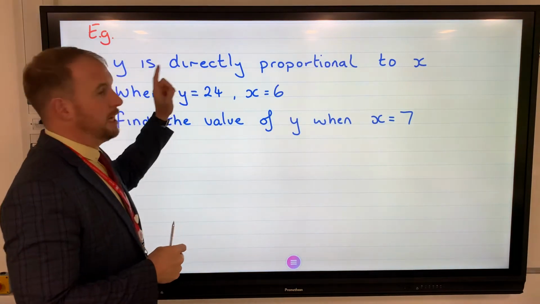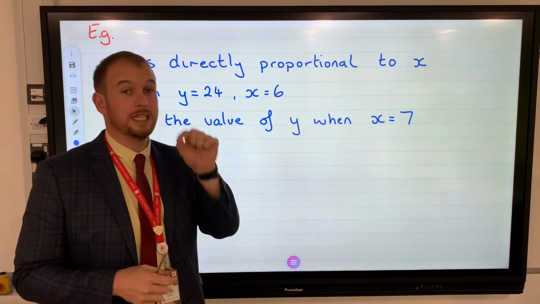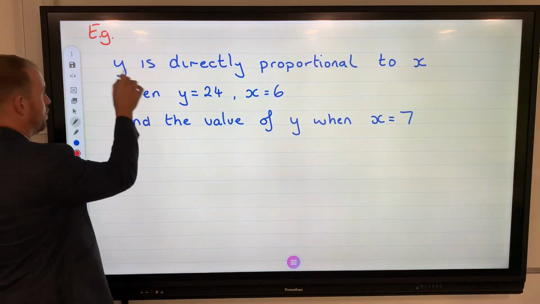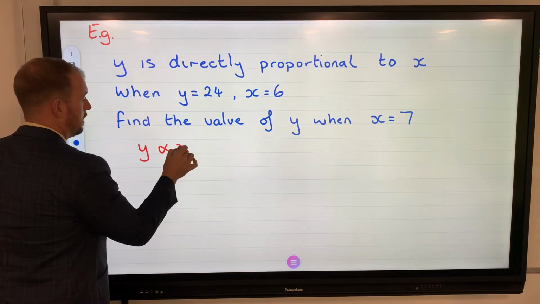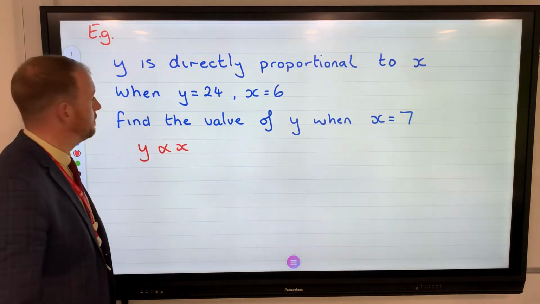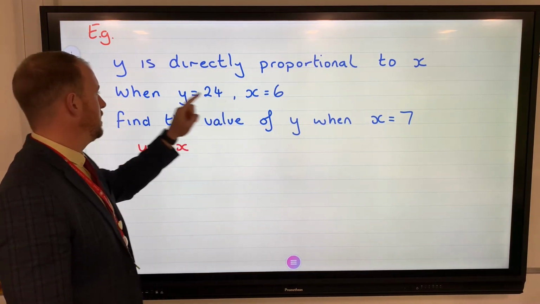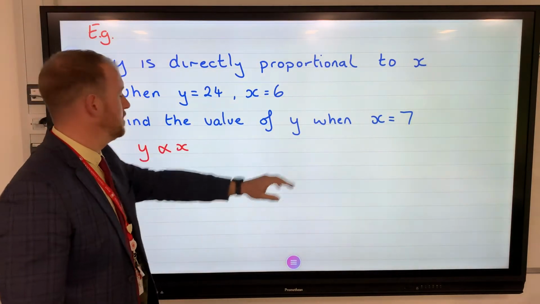However, the key words here are directly proportional. In maths, we use a little symbol. It looks like a little fish. We're going to write that first. Y is directly proportional to x. There's my little fish symbol. When y is 24, x is 6. Now we're going to look at that part first before we do anything with this bottom sentence.